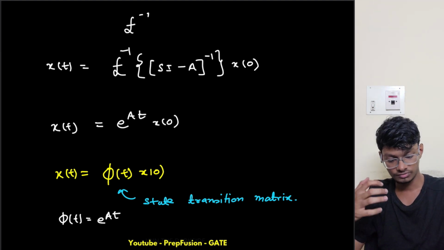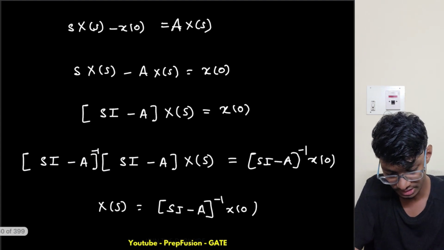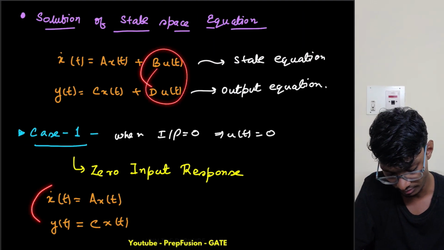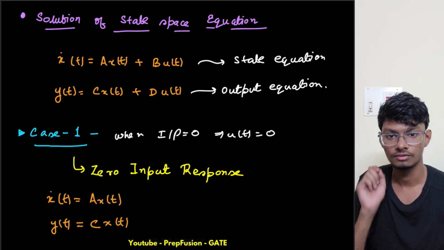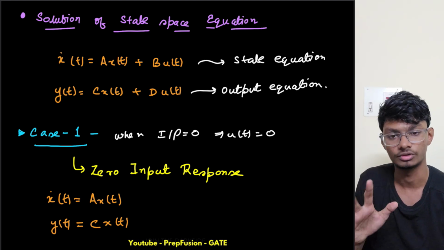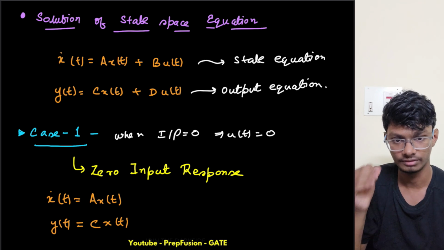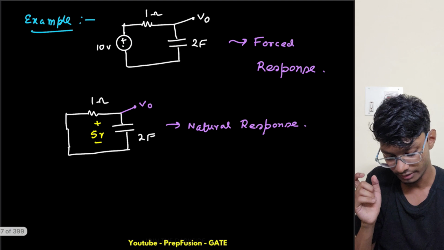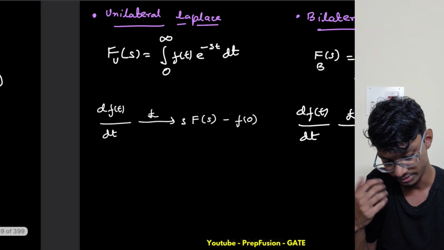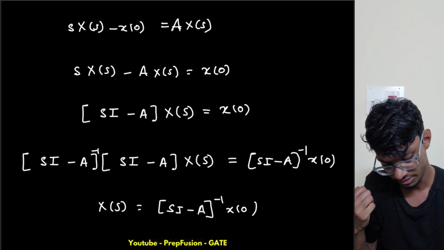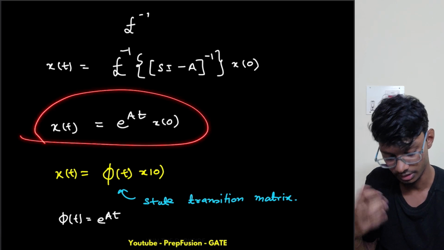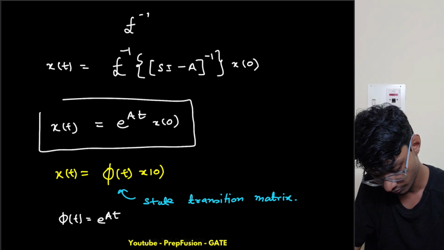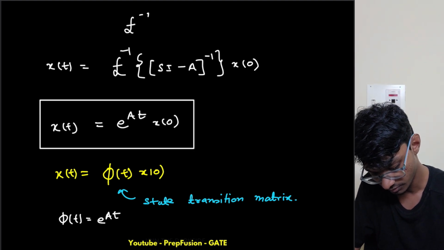So that's what we learned until now. We made the input 0, and I have to find the zero-input response, the value of the state variable and the output value. A and C are given. So in terms of A, I found out the state variable here. This is very, very important, so you have to remember this, and this one also.